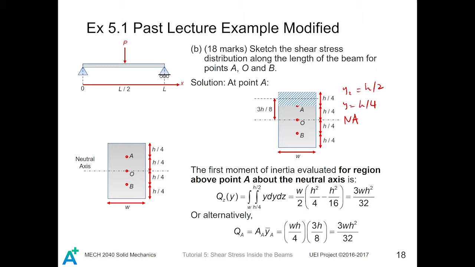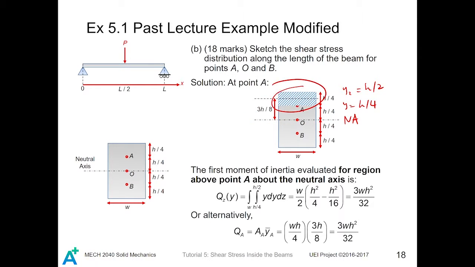Still remember that in the previous tutorial, we didn't use the integral to find the first moment of area. For a rectangular region, there is another way to find it, which is to first find its area. The area of this shaded region, the region of interest, is given by wh divided by 4. Then we try to find the distance between its axis of symmetry and the neutral axis.